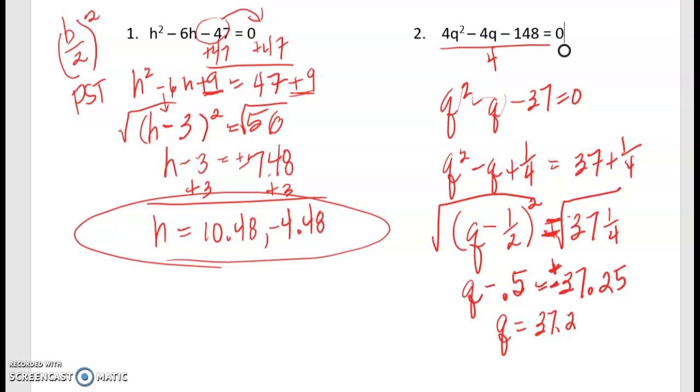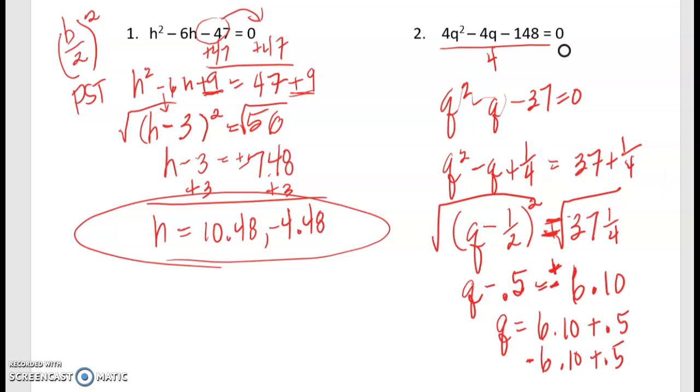Oh, I just realized I didn't square root that. Let me go back and use my calculator and do that. These are all the careless mistakes that you have to think about as you're working through this. So I need to do the square root of 37.25. That gives 6.10, and again, that is rounded to the nearest hundredth. So now I have 6.10 plus 0.5, and then negative 6.10 plus 0.5.